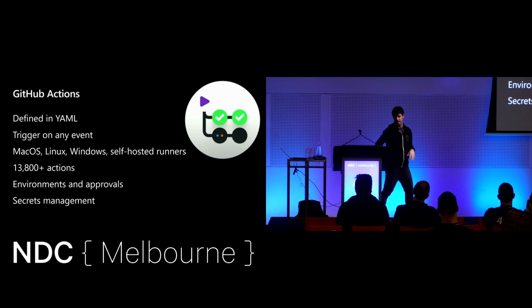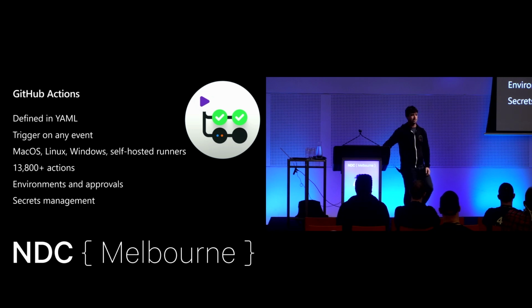You can obviously trigger on any event. You can run on GitHub-hosted macOS, Linux, Windows, and also self-hosted runners, and you can go a bit further and run inside containers inside those runners, and you define the containers. There you go, 13,800-plus actions at the moment, and that's growing all the time. Environments and approvals mean that you can have a deployment workflow and approve it between your staging environment and your production environment appropriately. And then managing secrets as well, so you can make sure that the secure stuff that you don't want in your repository will not appear in your repository. Cool.